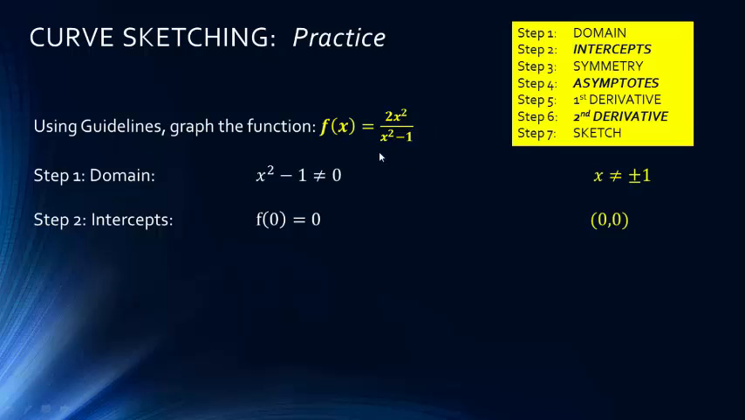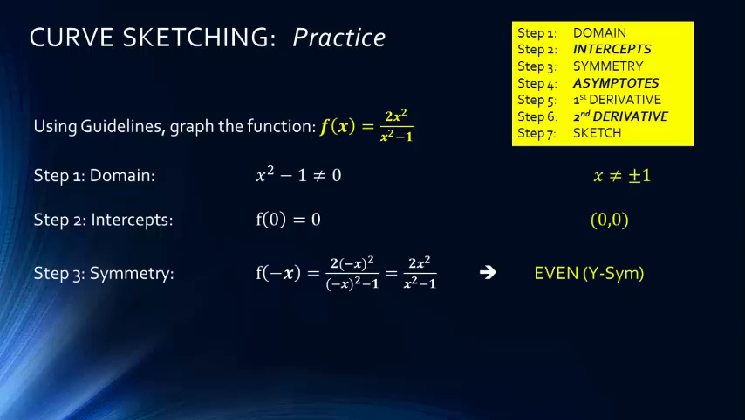For a rational function to find the x-intercept, we set the numerator equal to 0 because we want to know what's happening when y goes to 0. And so 2x squared equals 0 gives us x equals 0. So we have actually the same point. Both the x and the y-intercept are the same. And of course we can see that because it goes through the origin, which is the only point on the graph where both the x and y axis intercept.